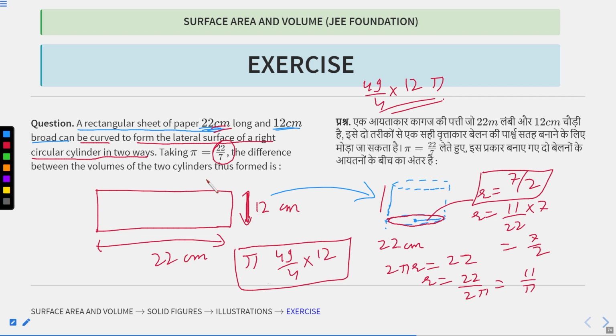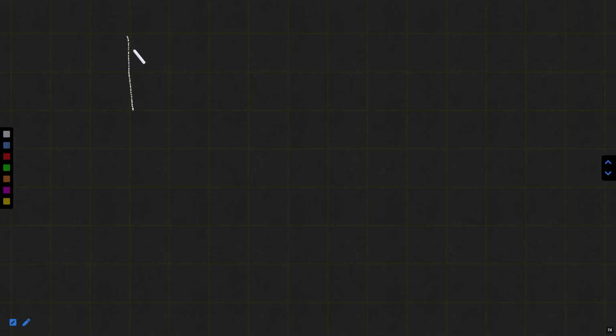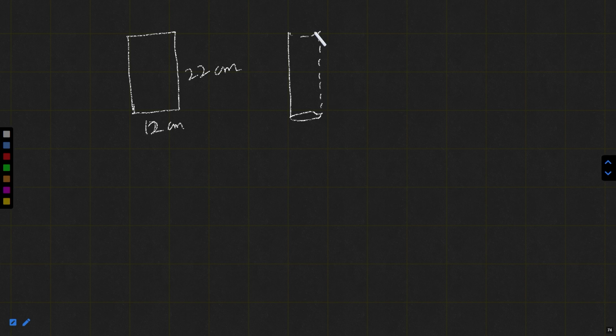Now let's look at another way to form our cylinder, where we put our sheet like this. Here the sheet length is 12 centimeter and the width is 22 centimeter. Now if you try to make a cylinder out of it, the cylinder will be longer, not wider, compared to the previous one. So here the height remains the same, but the radius gets changed, which is this whole length.